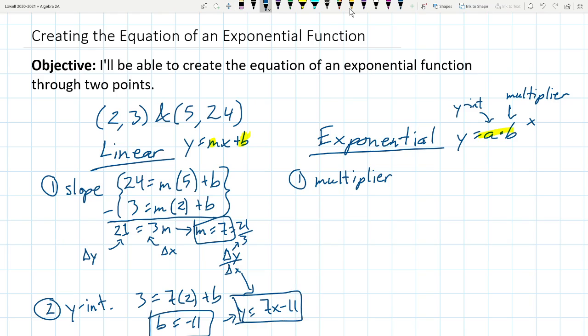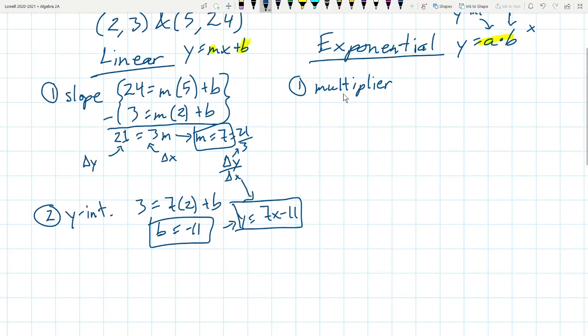An exponential function works pretty much exactly the same, except the process is going to be ever so slightly different just because of the nature of the equation. Let's scooch down here a little bit. I'm going to start off again by plugging in these 2 points and creating 2 equations. The points are (5, 24), so 24 equals a times b to the x, in this case x is 5. The second equation says 3 equals a times b squared. Now we just have a system that we need to solve.